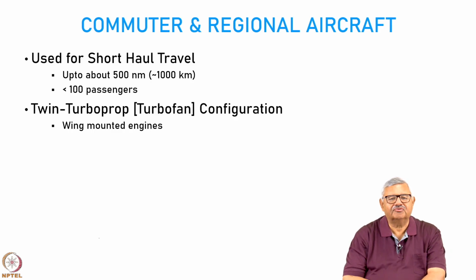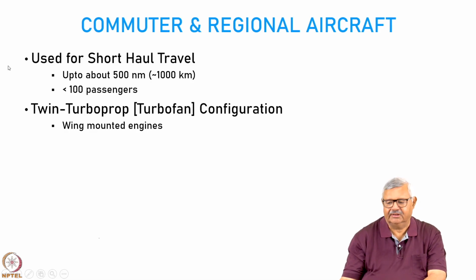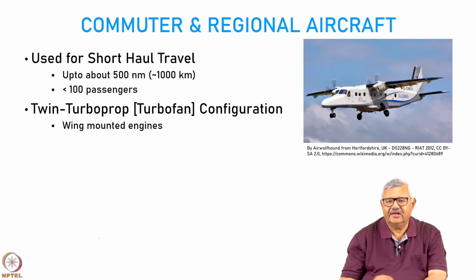Now, if you look at most of the aircraft which are operated and are available in this category, you will find that they are generally of a twin engine configuration. The engine could be a turboprop or a turbofan depending on the market segment that you are addressing, but these will be two engines which are mounted on the wing or below the wing, such as this aircraft, which is a Dornier 228 new generation aircraft. You can see this aircraft has two turboprop engines mounted on the wings.